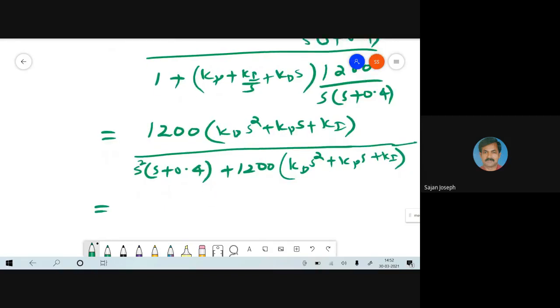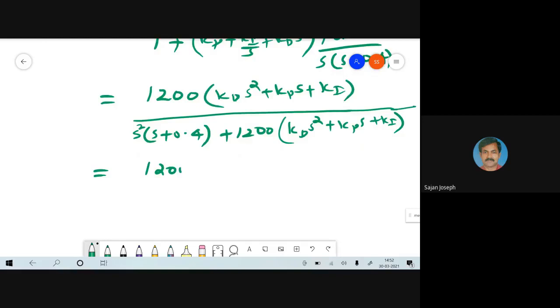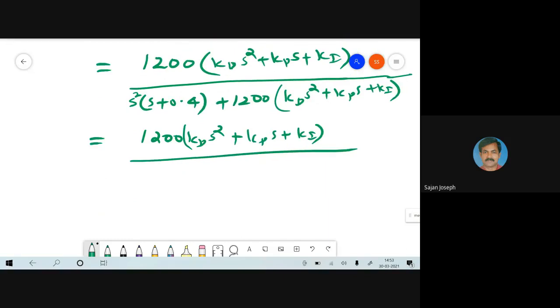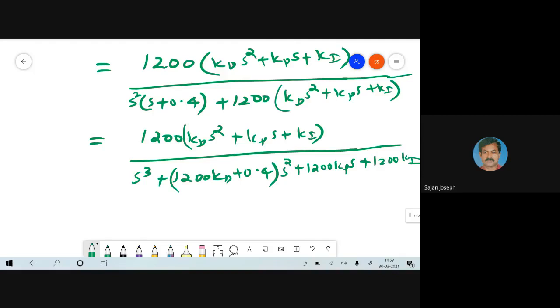And that is equal to 1200 Kd square plus Kps plus Ki divided by, plus 1200 Kd plus 0.4 Kd plus 0.4 S square plus 1200 Kps plus 1200 Ki. Okay, that's it.